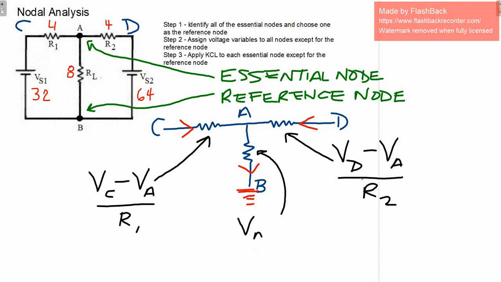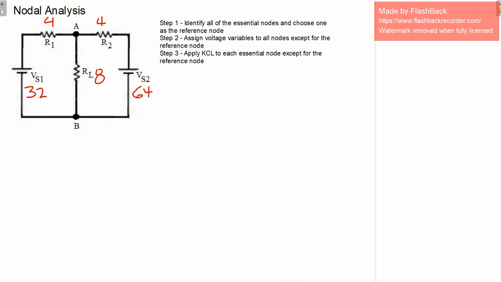Then we have the load current. Well, we can figure out the load current by taking VA, subtracting VB, which is really 0 volts, and dividing by the load resistor. So that is how you begin using nodal analysis. We basically look at node voltages and resistors to try to figure out the currents in each of the branches. So now that we have that, we can take a look at how we can piece all of this together.